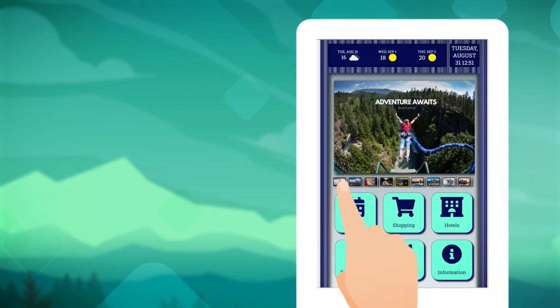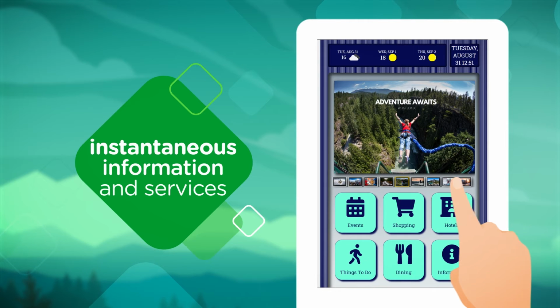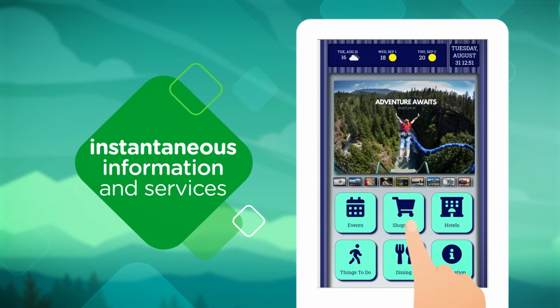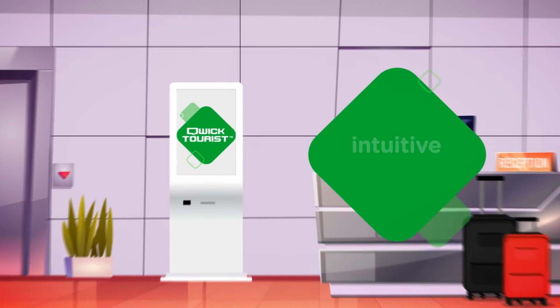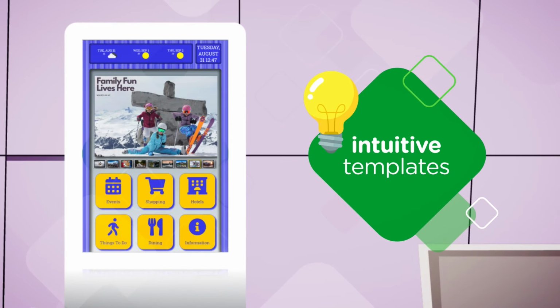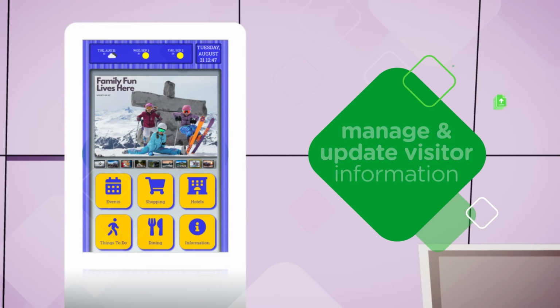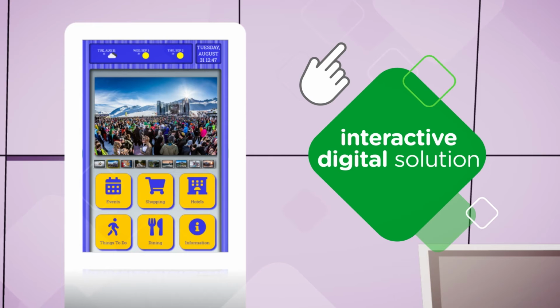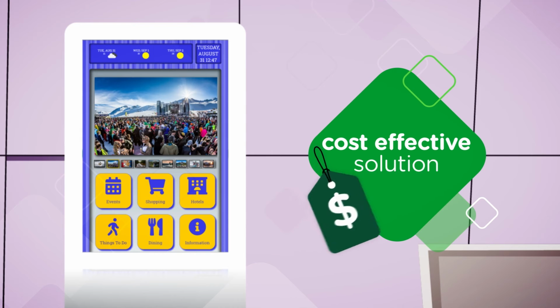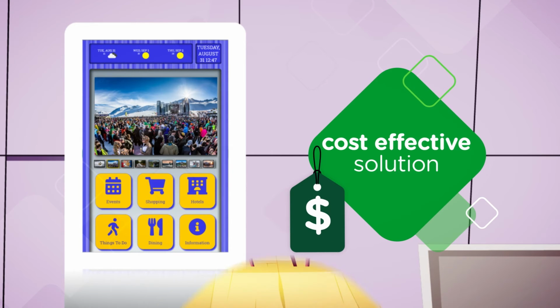Enhance your visitors' experience by providing instantaneous information and services through a network of touchscreen displays. Intuitive templates let you create listings for local businesses and attractions, promote events and city hotspots, while our cloud content management system enables you to manage and update visitor information immediately. Qwick Tourist provides a simple, interactive, digital solution to updating, revising, and promoting your community, no matter how big or small, without a big price tag.